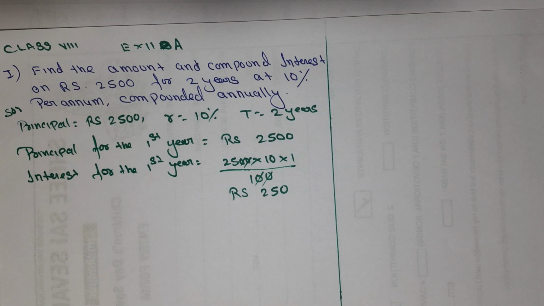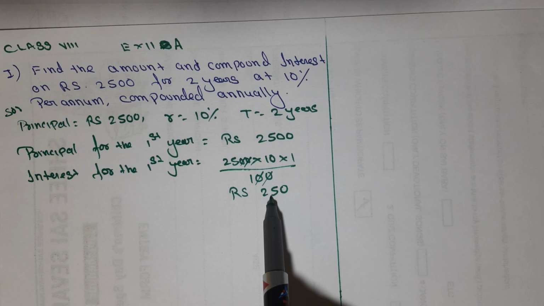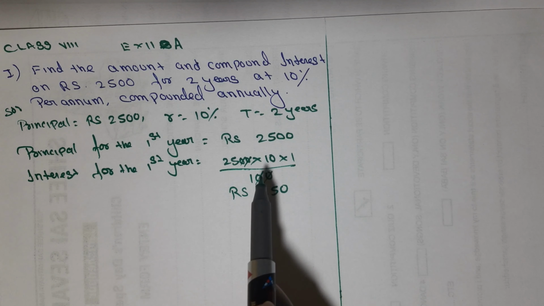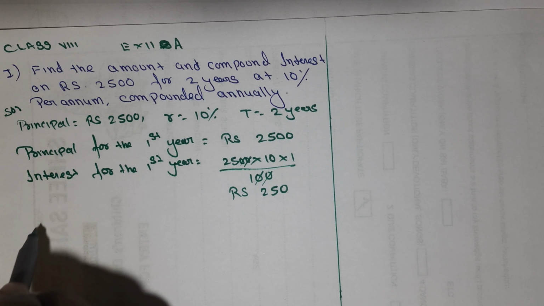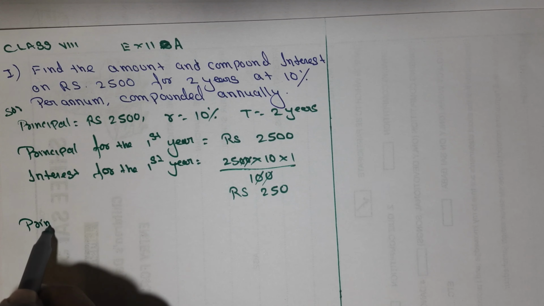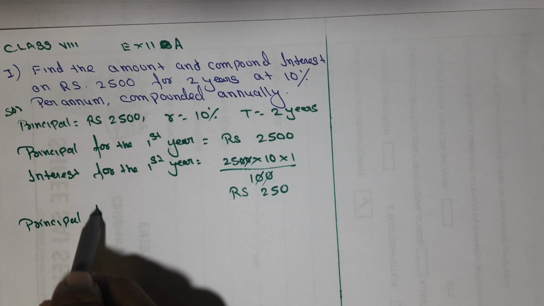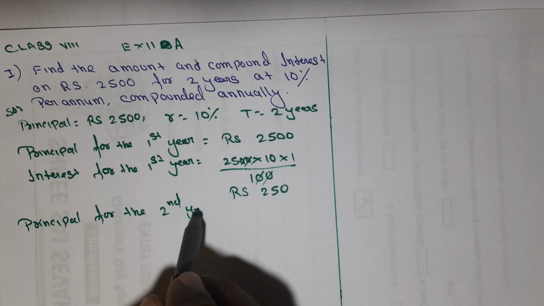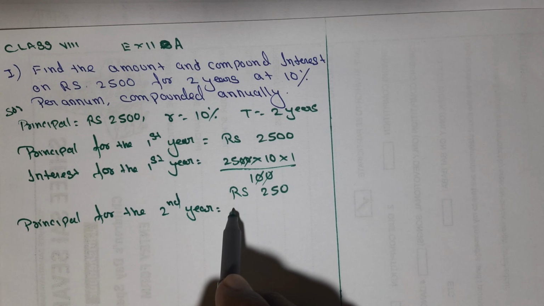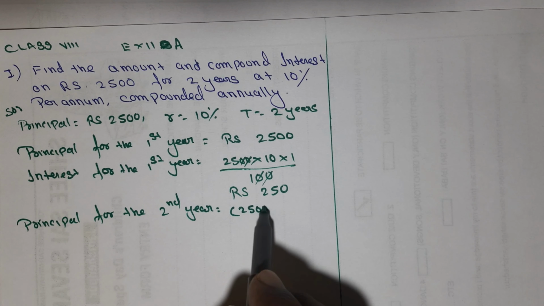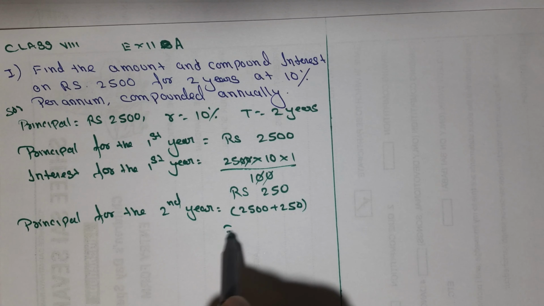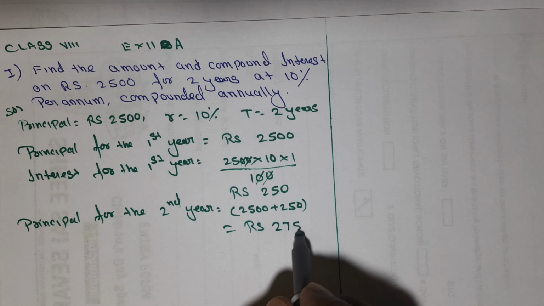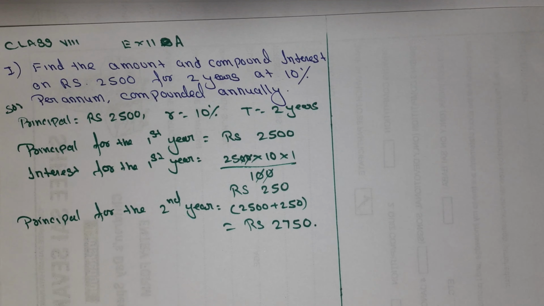Now what will be the amount? Amount will be principal plus interest. Whatever that amount is, that amount will be the principal for the second year. So principal for the second year: how much? Here we got 2500 plus 250. If you add, you will get rupees 2750.